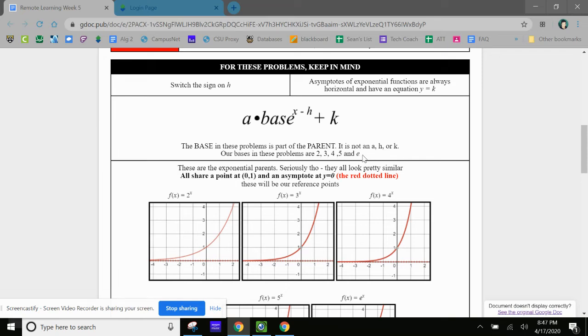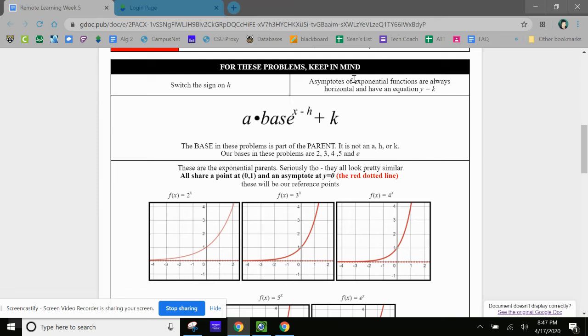So e, I want to show you this right here. This is just an irrational number, like pi. It's just a letter that we've chosen to represent that number because it goes on forever and ever. It's approximately 2.72. So don't let that freak you out when you see that as a base, because it's going to work exactly the same way as those other ones. So don't get distracted.